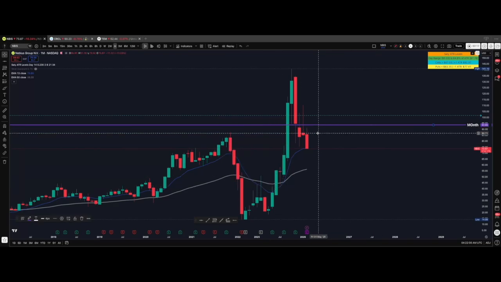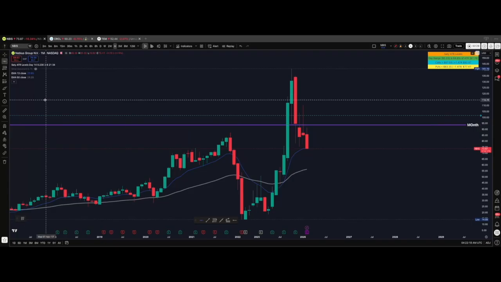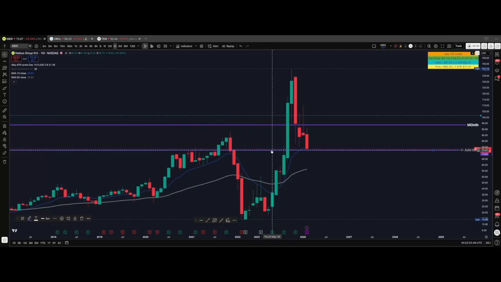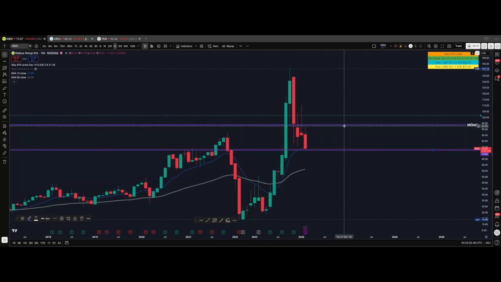So then you get the month line, and then I'm going to want another month line. Think of a good area. There's lots of wicks there. There's a wick there. So I'm going to draw my month line right here. And as you can see, price is already kind of bracketed in between there.